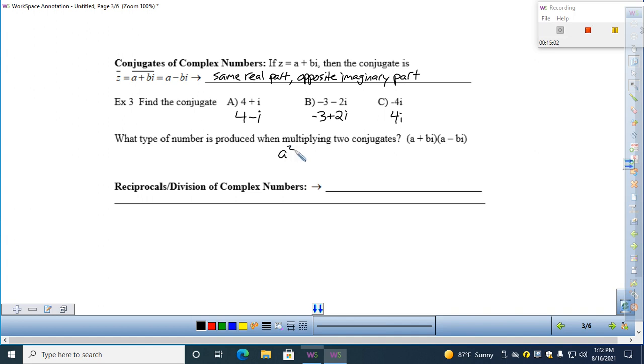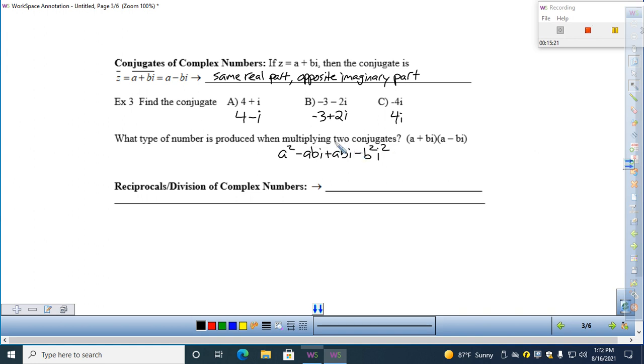Okay, and then you get a times negative bi, so that would be negative abi. And on the inside, you get a times positive bi, so you get that. And in the last, you would get negative b squared i squared. That looks pretty complicated, but let's see if we can simplify this a little bit.